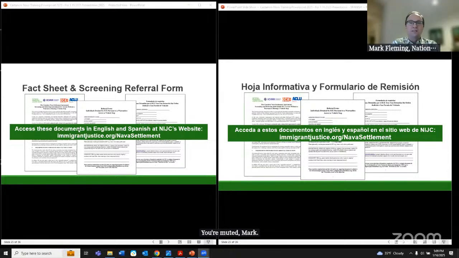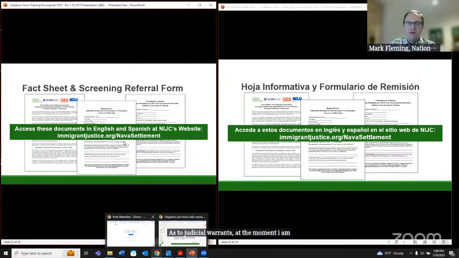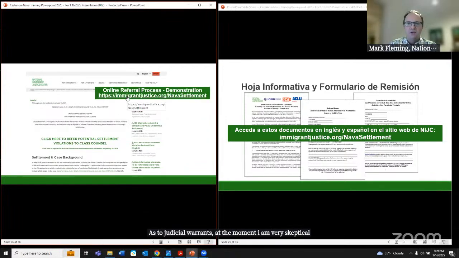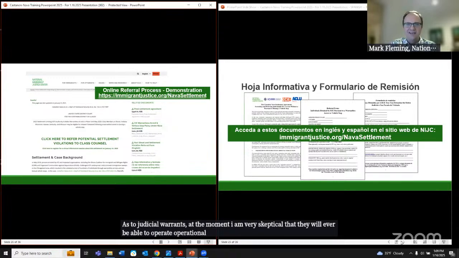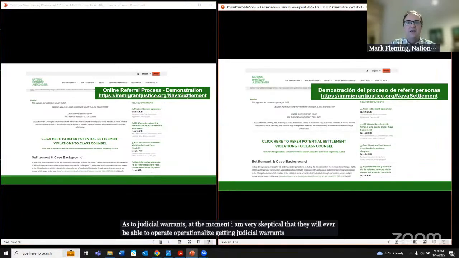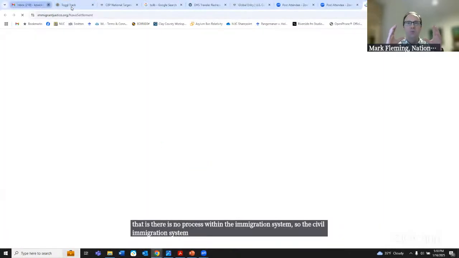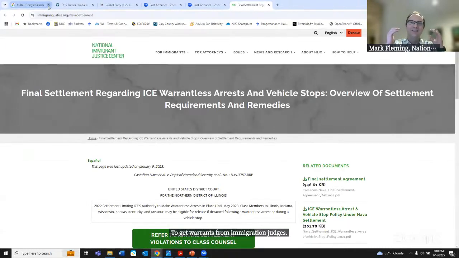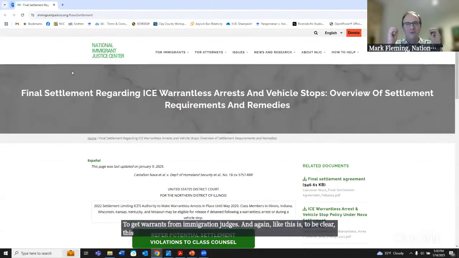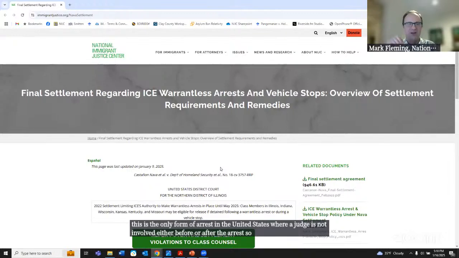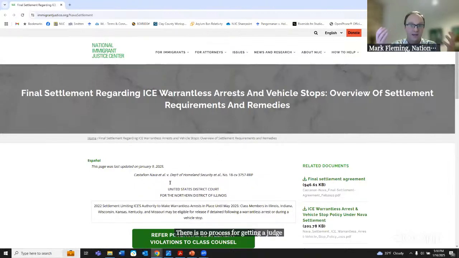As to judicial warrants, at the moment, I am very skeptical that they will ever be able to operationalize getting judicial warrants. The reason I say that is there is no process within the civil immigration system to get warrants from immigration judges. And to be clear, this is the only form of arrest in the United States where a judge is not involved either before or after the arrest. So just put a pin in that. But there is no process for getting a judicial warrant through an immigration judge.